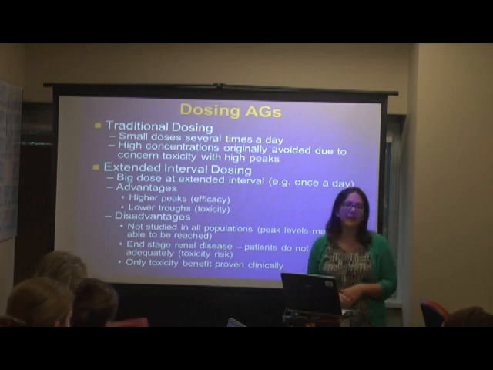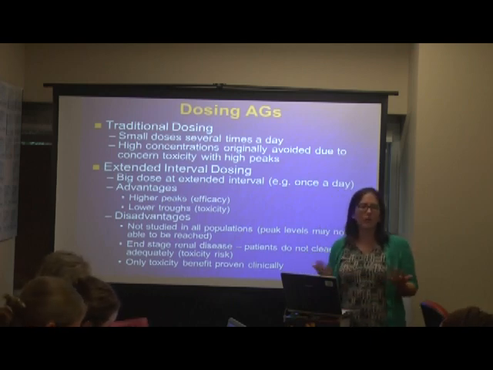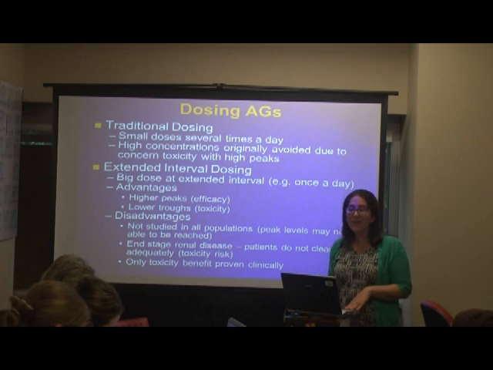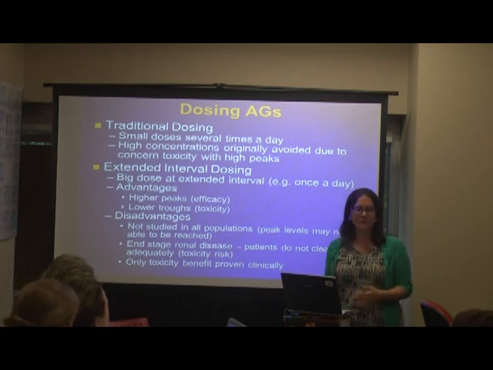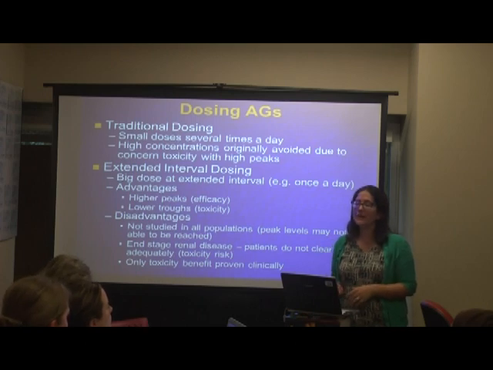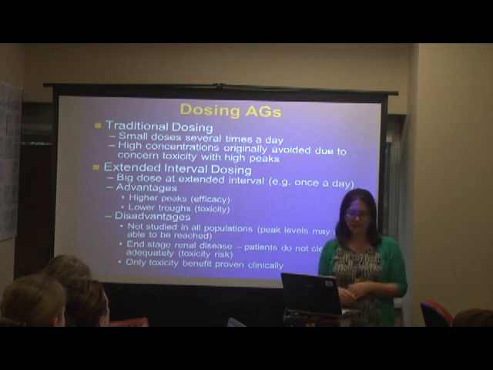So we have two different ways we can dose aminoglycosides, traditional dosing, and this is small doses, generally every 8 hours. And the reason aminoglycosides were originally dosed this way is there was a thought that high concentrations correlated to increased toxicity. However, later studies showed that extended interval dosing had some advantages. One, because the higher peaks relate to higher efficacy, and lower troughs relate to lower toxicity.